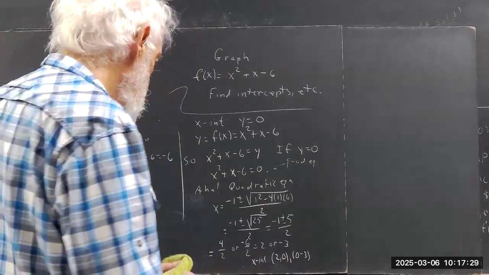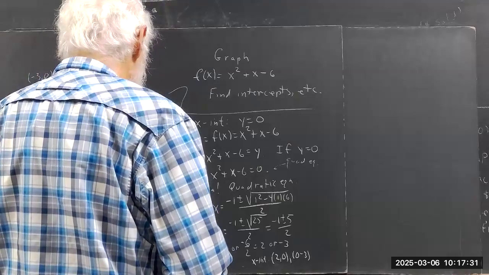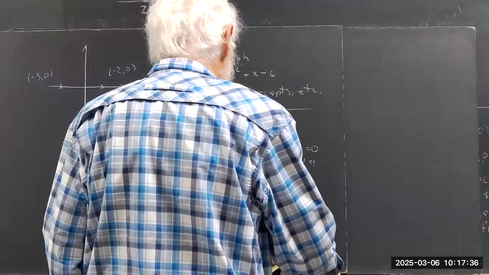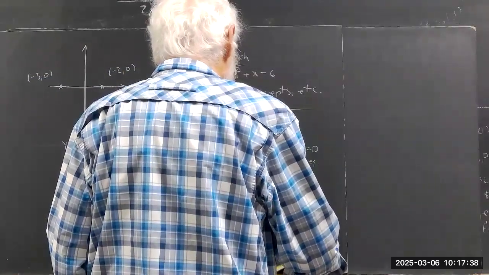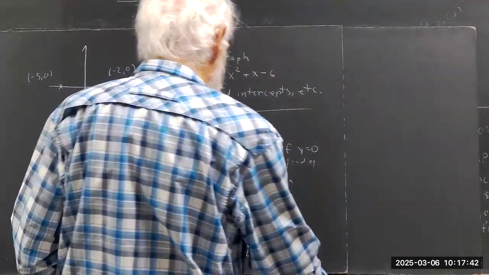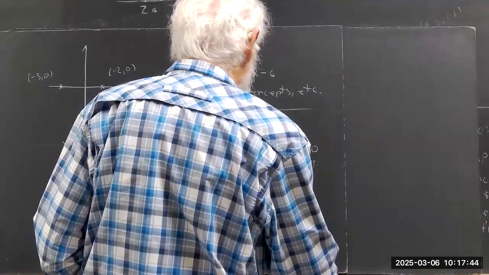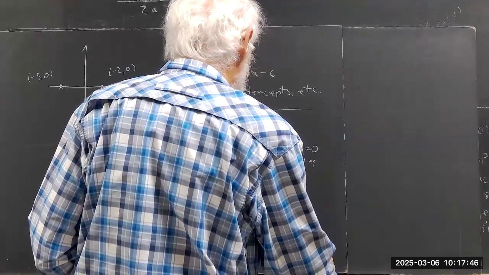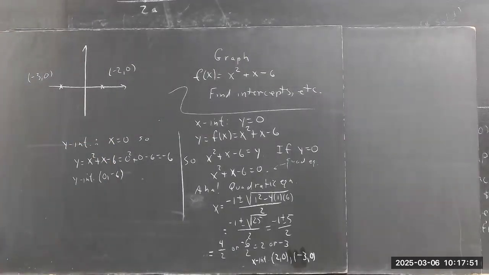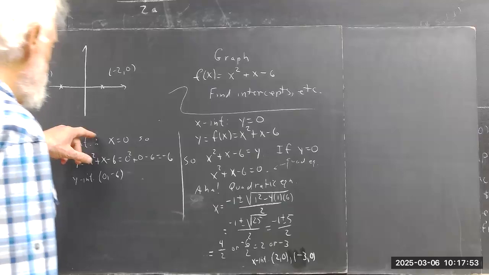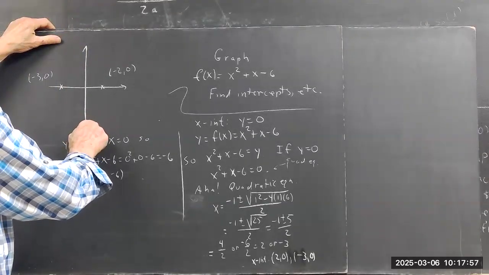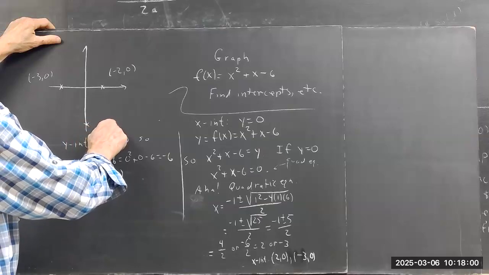First place, I didn't put a comma in there. Second place, -3, 0, 2, 0. And of course, those are the points that I graphed. Now, here we have the y-intercept, which we found to be 0, -6. So we'll put that down here.